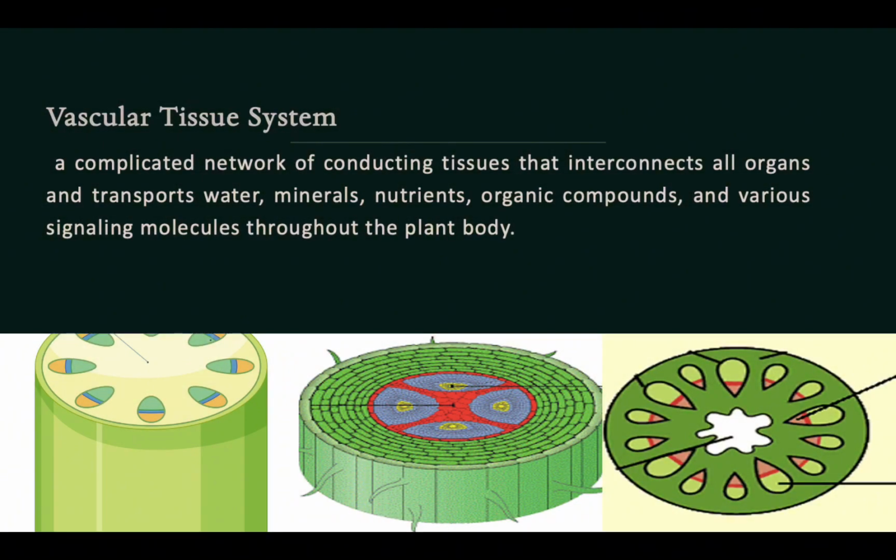The next is the vascular tissue system, a complicated network of conducting tissues that interconnects all organs and transports water, minerals, nutrients, organic compounds, and various signaling molecules throughout the plant body. Under the vascular tissue system, we have two tissue types, the xylem and the phloem.